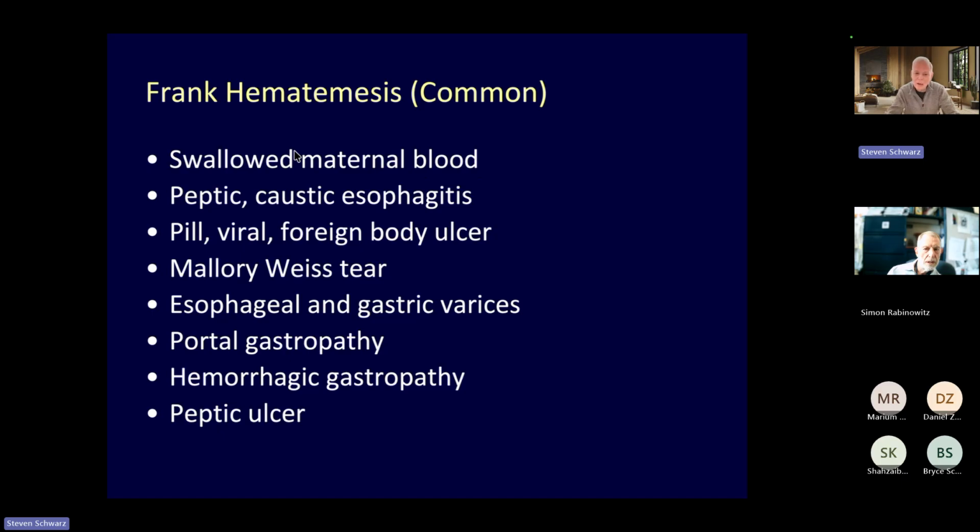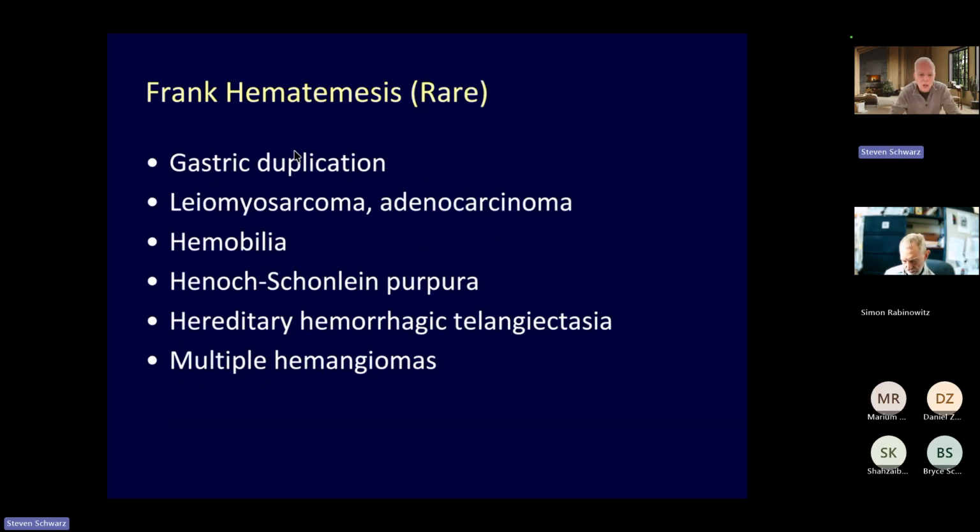We'll talk a lot about varices because that's going to be your most important differential in the ED. Portal gastropathy, hemorrhagic gastropathy, and peptic ulcer. So all of these will give you frank hematemesis. In terms of rare causes, we're talking about malignancy, duplications. Patients with HSP can present with hematemesis, although most commonly it's lower GI bleeding. Same for hereditary hemorrhagic telangiectasia.